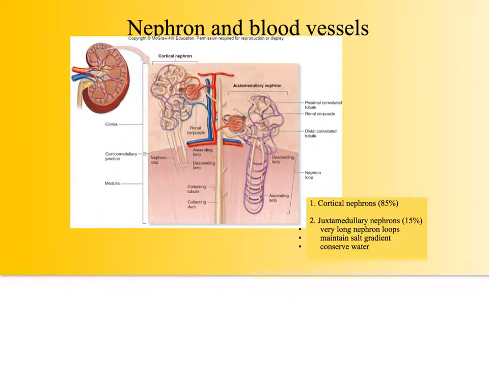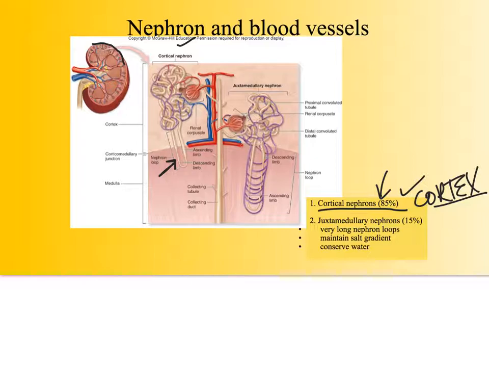Okay, now the blood vessels around the nephron. If you look at the nephron, there's two kinds of nephrons. Some are short and some are really long. The short nephrons are called cortical nephrons. Most of the time they're in the cortex, out here, and they only go down into the medulla a tiny bit. 85% of the nephrons are cortical nephrons.